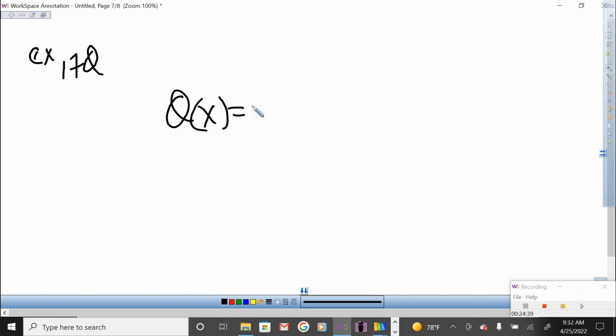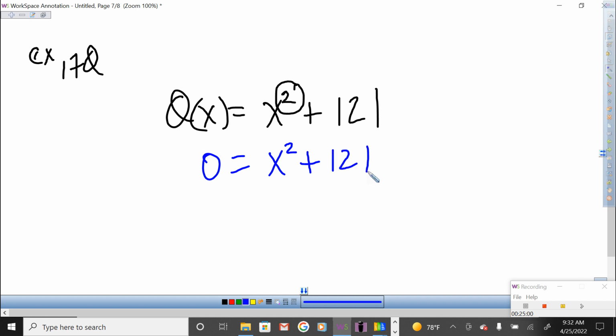Q of x equals x squared plus 121. All right, so to solve this, what kind of equation is this? It's a quadratic. We need to set it equal to what? 0. So 0 equals x squared plus 121. Now, this one is not a difference of squares because there's no subtraction. This is not a trinomial, so we don't use Power Rangers in here. So what do? Let's use square roots. That means we're going to isolate the x squared, yes? So what do? Subtract 121, subtract 121. So we end up with negative 121 equals x squared.